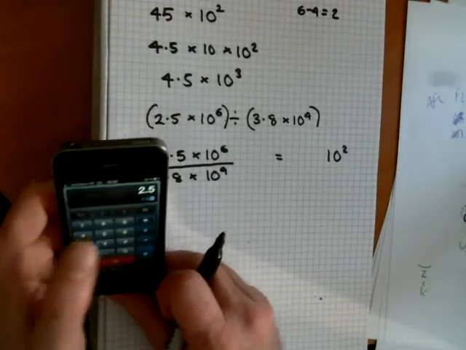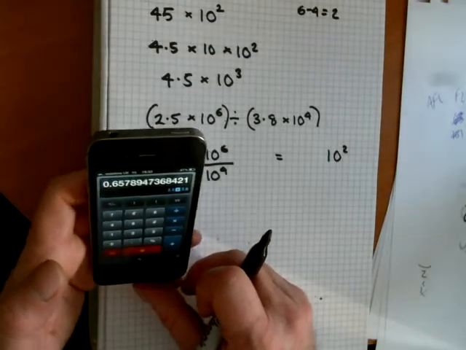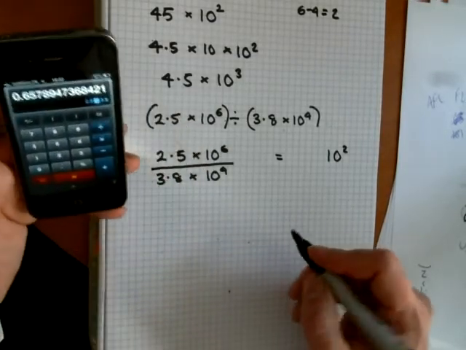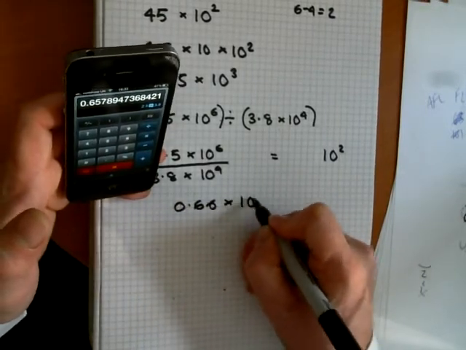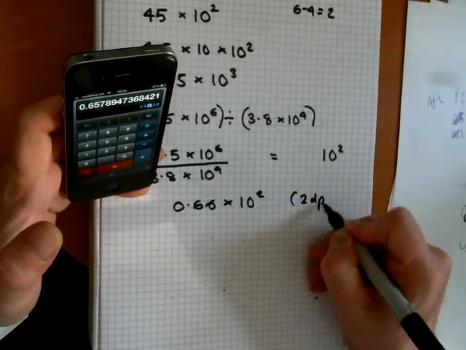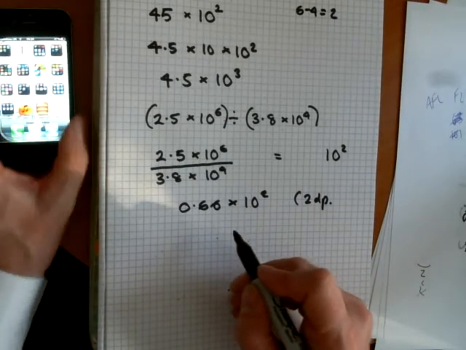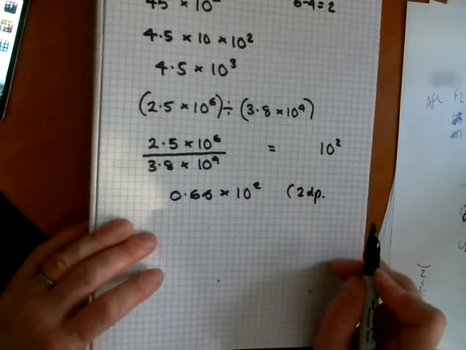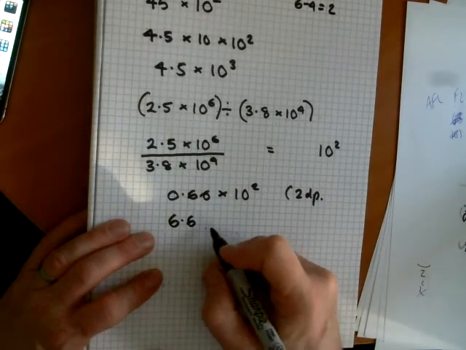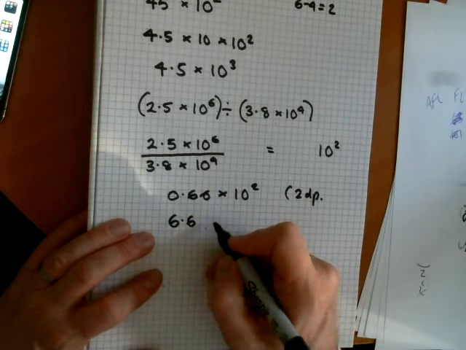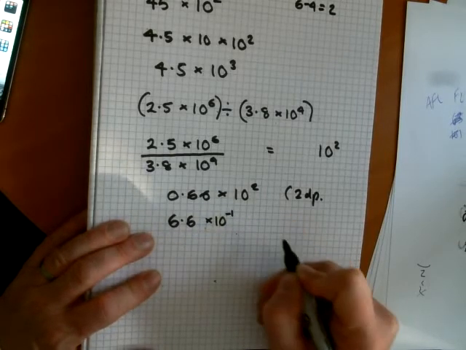2.5 divided by 3.8, 0.65. I'm going to round this off to 2 decimal places, so 0.66. So you've got 0.66 times 10 squared. And I'll just remind you that's down to 2 decimal places. Now, I haven't finished because that number is not between 1 and 10. So I can change it to 6.6, but what I've done there is I've multiplied by 10 to do that. So it is 6.6 times 10 to the minus 1.